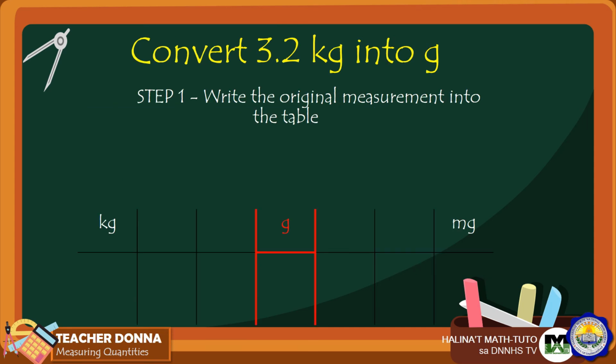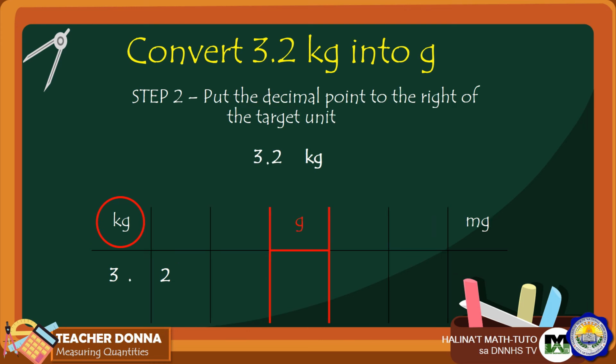Okay, another example. Convert 3.2 kilograms into grams. Step 1, write the original measurement into the table. So, kilogram, yan, 3.2 kilograms. So, ang magiging decimal point natin, yan. And then, gagawin natin siyang grams. So, put the decimal point to the right of the target unit. So, dahil grams yung ating target unit, ayan, nag-move siya. Ayan, lumipat din yung decimal point niya.